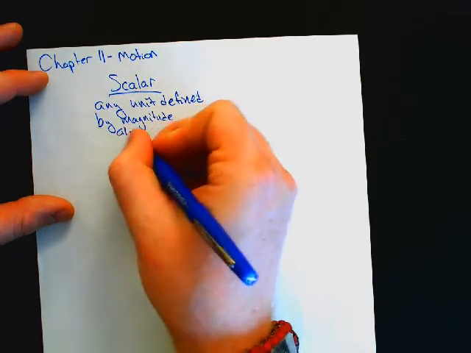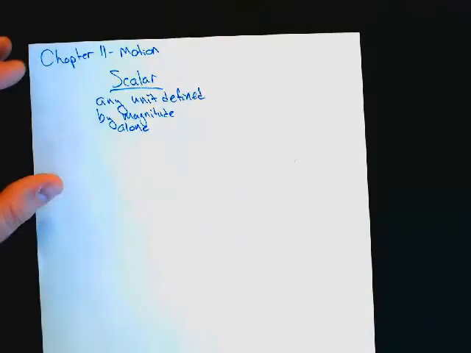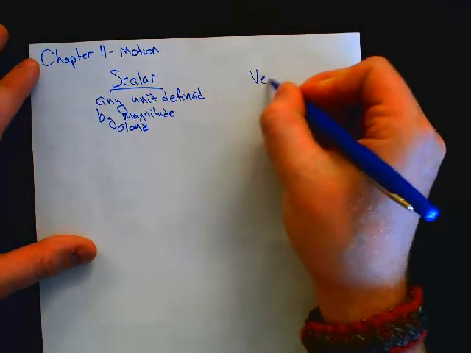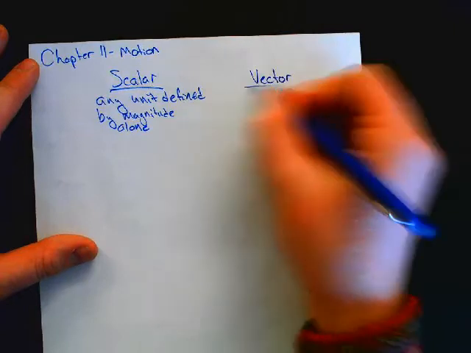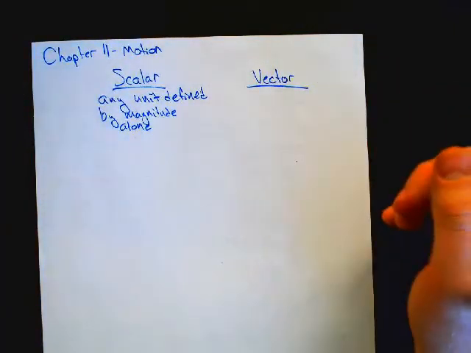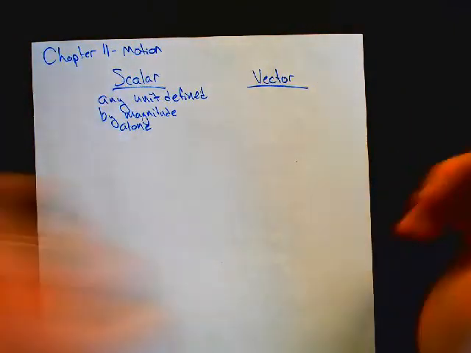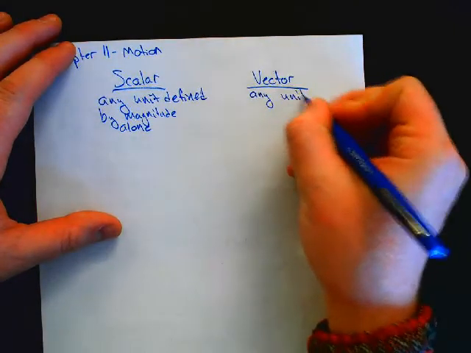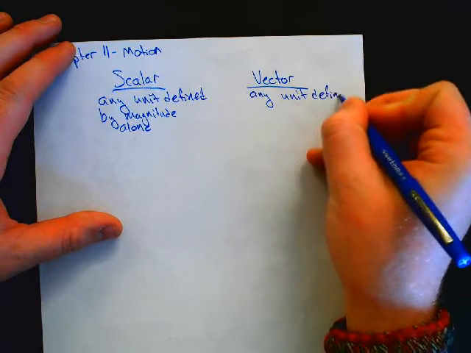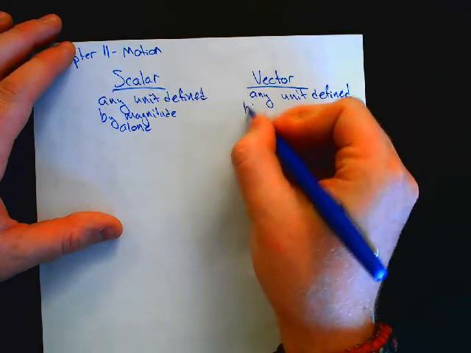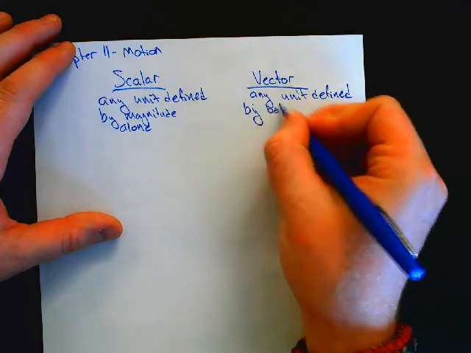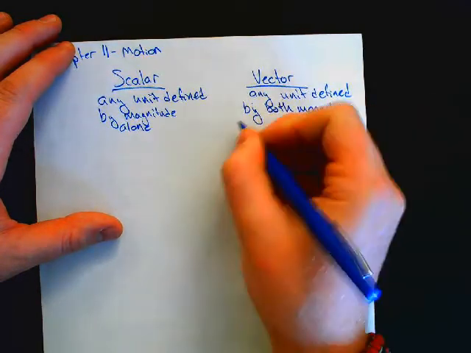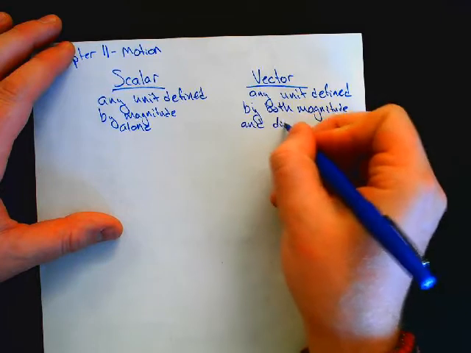And aside from that category, we're now also going to be introducing a category known as vector units. A vector unit is any unit that has both magnitude and direction. Any unit defined by both magnitude and direction.